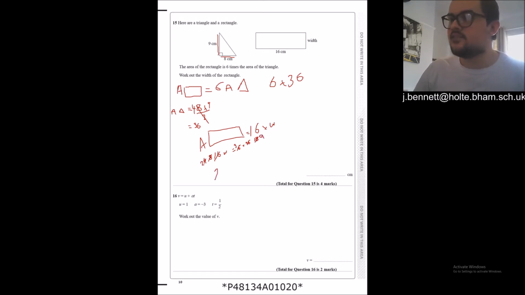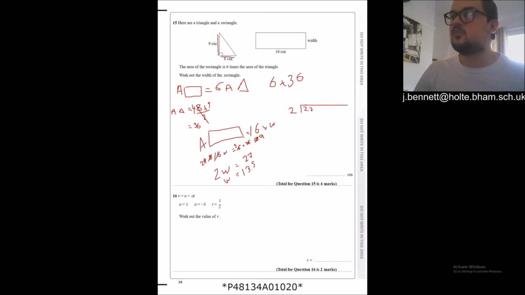So now we have 2w equals 3 times 9. 3 times 9 is 27. So if we just halve both sides, w becomes 13.5.